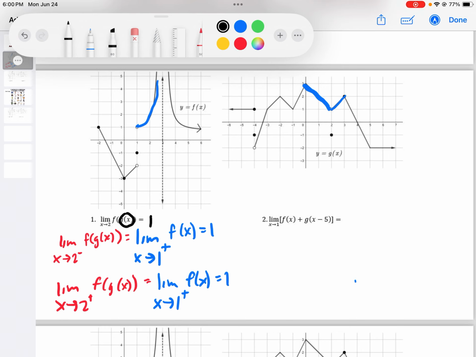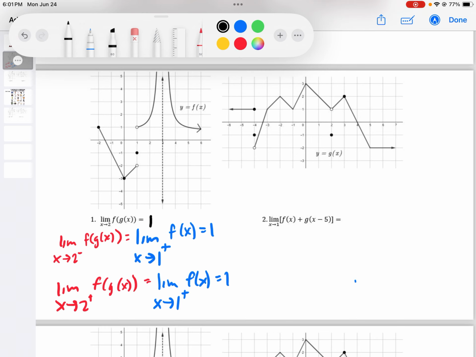So the tricky part about that function composition is I look at the inner part, and if it's coming from above, I find the limit of the outside function as it's approaching that from the right. If it's approaching it from below, I would find the next limit as x approaches that number from the left. So a little tricky. If you get it, great. If not, we'll do some more.